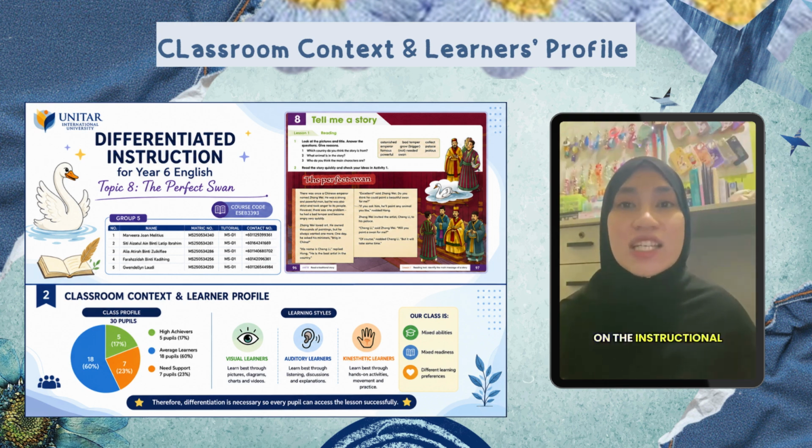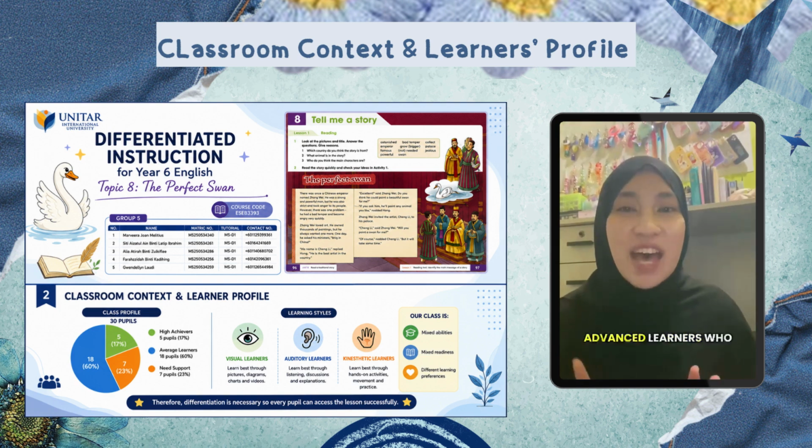Before we move on to the instructional strategy, let me briefly introduce our classroom profile. Our lesson is designed for a Year 6 class of 30 pupils consisting of 15 boys and 15 girls from diverse cultural and linguistic backgrounds. As shown in the pie chart, the pupils have different levels of reading ability and learning readiness.